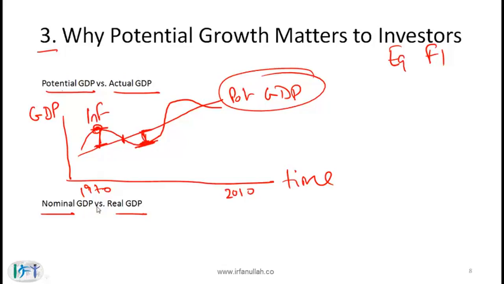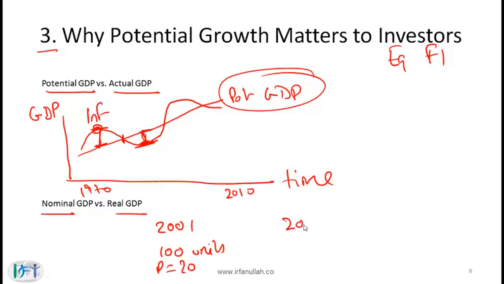Next, nominal versus real GDP. Here again, the concept is fairly straightforward. So nominal GDP is the GDP with current price levels. Real GDP stands for inflation adjusted numbers. In other words, if you take a country X, let's say that in 2001 the output of the country is 100 units and the price level is equal to 20.